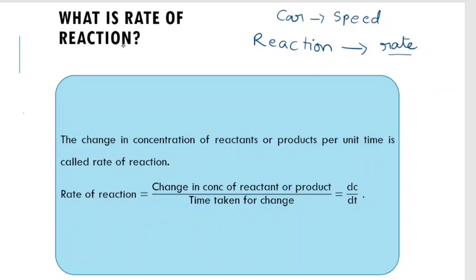Once again, for a reaction, we say the rate. What is the rate of a reaction? Per unit time, if we consider the reactants, how much concentration of reactants is converting into products is nothing but the rate of reaction. Or you can say that per unit time, how much concentration of products is converting into reactants is nothing but the rate of the reaction. So simply, it is the ratio of the change in concentration of either reactant or product to the time taken for the change.